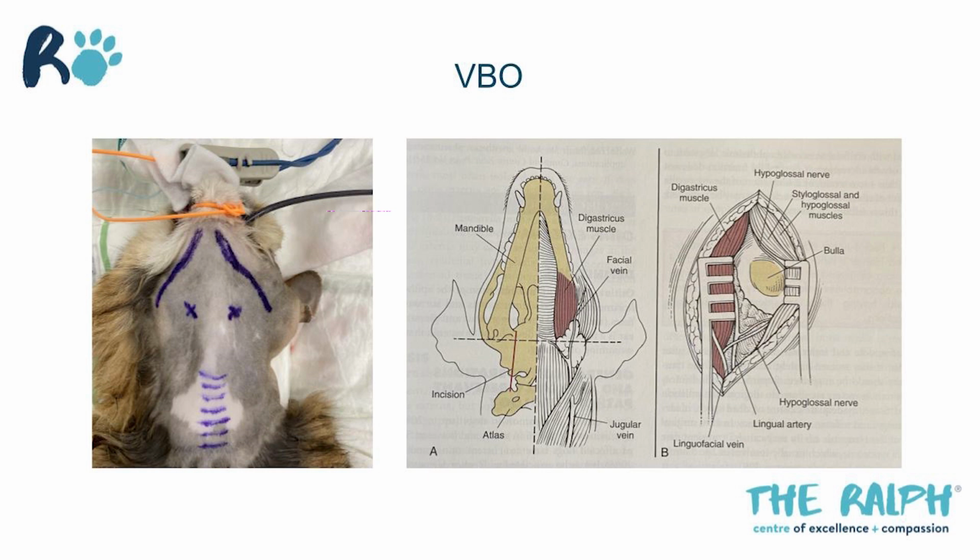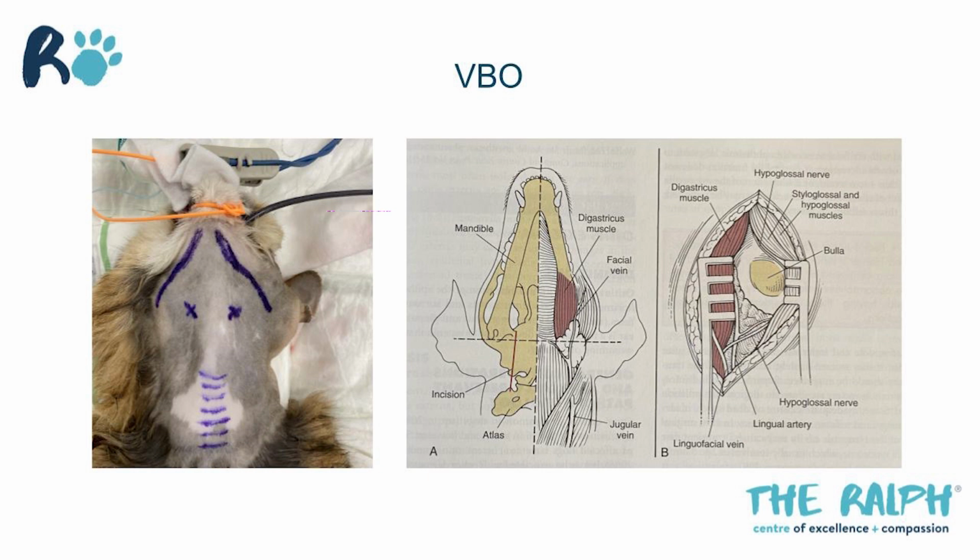So your patient is in dorsal recumbency. You can see on the left side of the screen, there are sandbags under the neck to help with elevating the bullae a little bit, so you can palpate them much easier. You need to tape the upper jaw to the table, so again, everything is stable and more exposed.